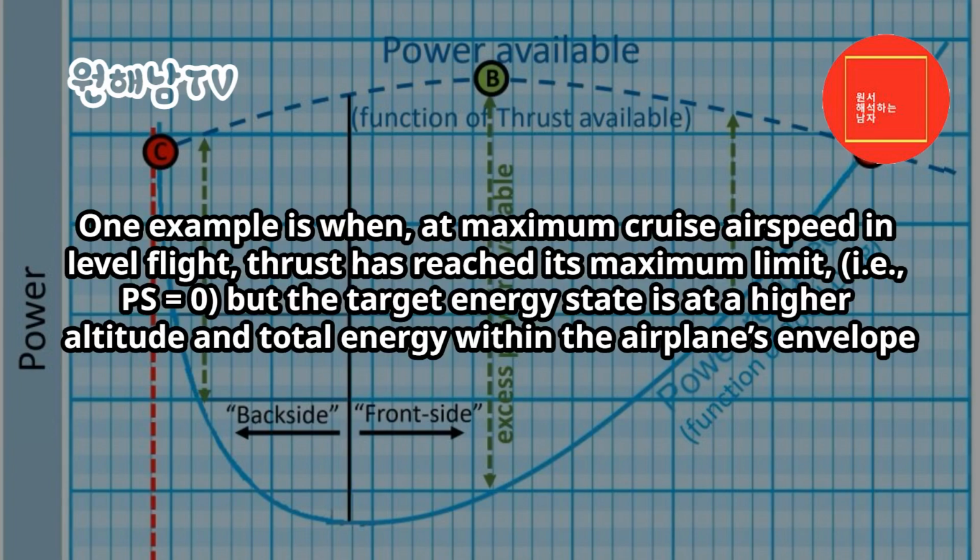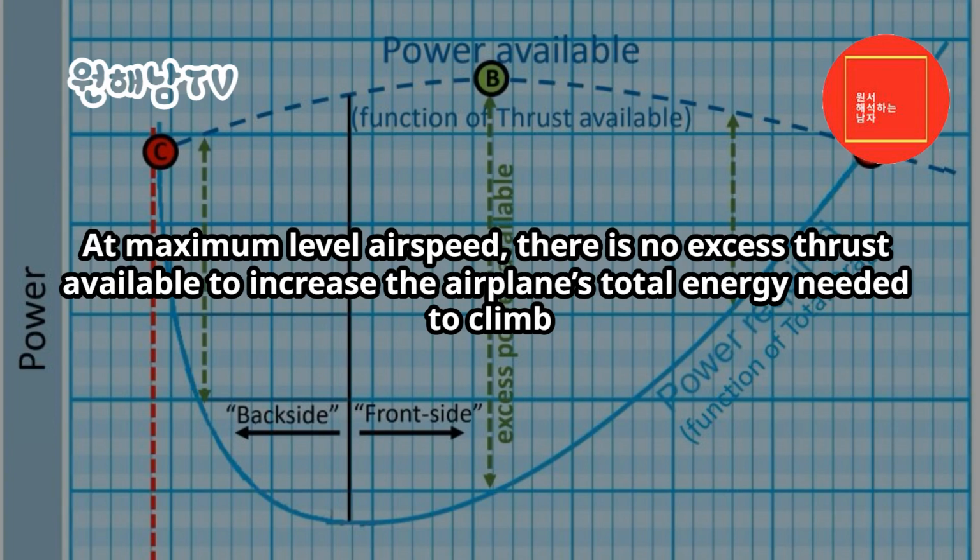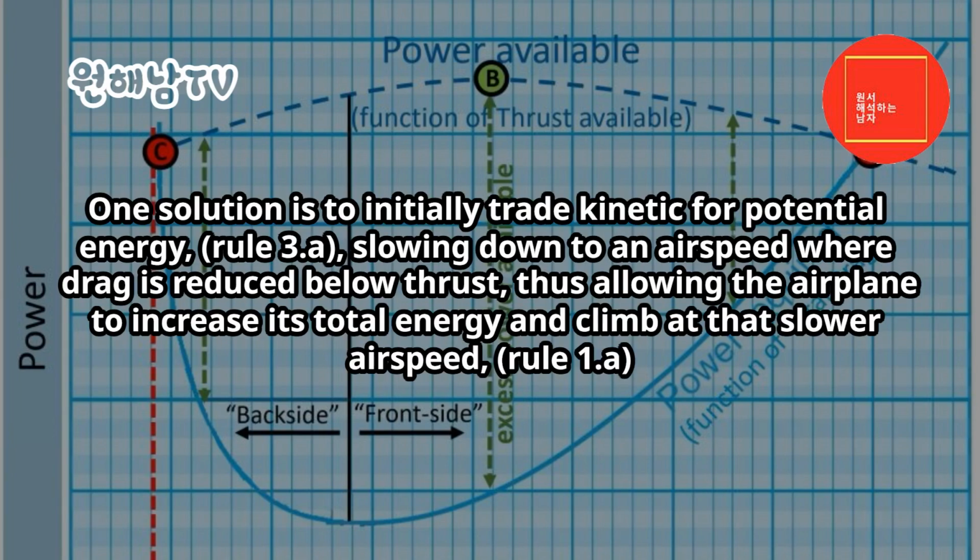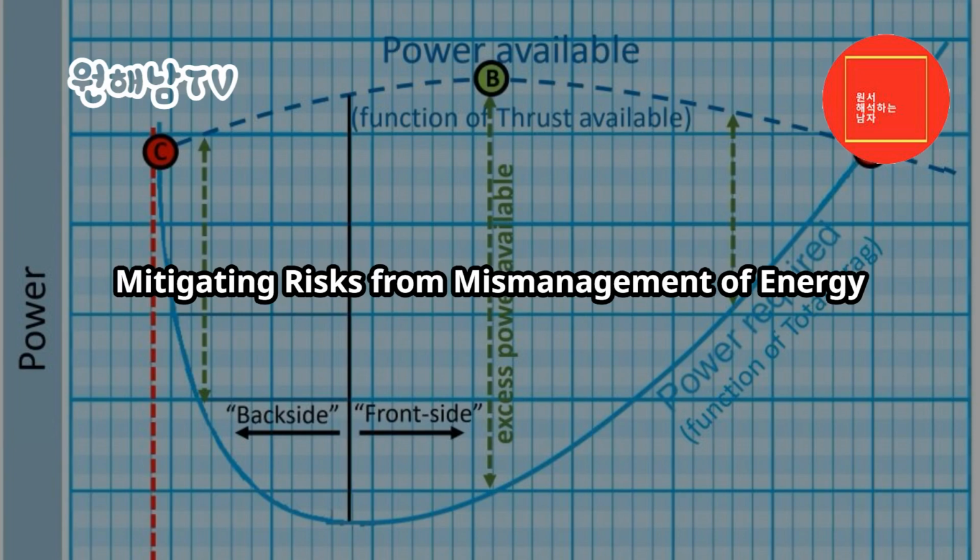One example is when, at maximum cruise airspeed in level flight, thrust has reached its maximum limit, i.e., PS equals 0, but the target energy state is at a higher altitude and total energy within the airplane's envelope. At maximum level airspeed, there is no excess thrust available to increase the airplane's total energy needed to climb. One solution is to initially trade kinetic for potential energy, Rule 3a, slowing down to an airspeed where drag is reduced below thrust, thus allowing the airplane to increase its total energy and climb at that slower airspeed, Rule 1a.